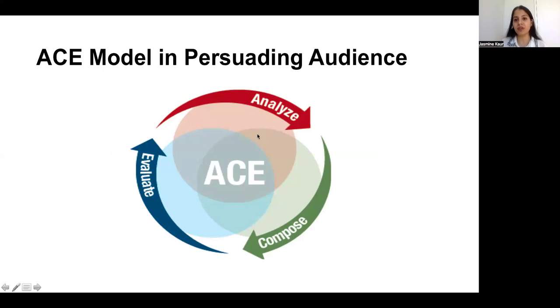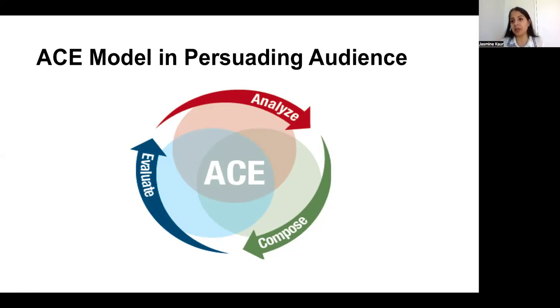So, when we talk about the first step, which is analyzing, wherein we think about our audience. Before drafting our message, we need to keep our audience in mind. What does the audience want? One, who is the audience? Who is the primary audience? Who is the secondary audience? Who would be the recipient of our message? Once we identify that, then we think about what the audience wants.